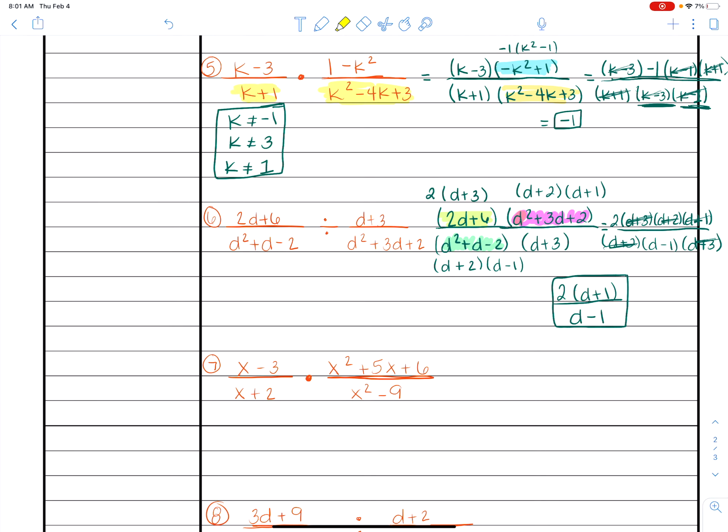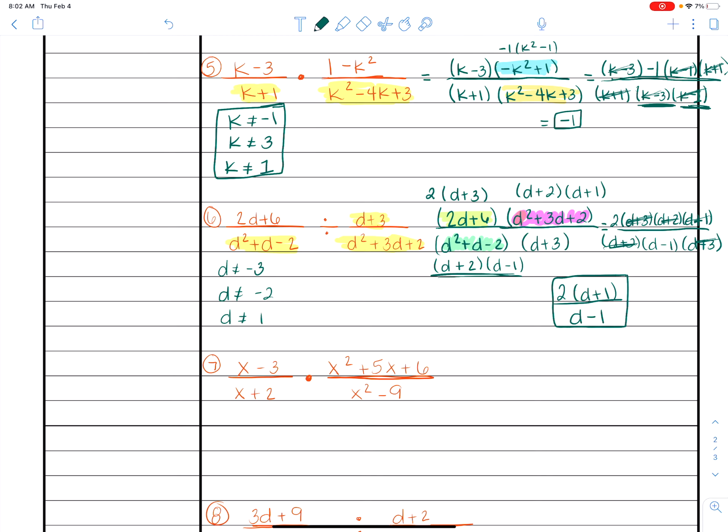So I need to look at this and this, and because it was division, this one also. So the top one's easy. D plus 3 can't equal 0, so D can't equal negative 3. Okay, now D squared plus D minus 2 factored to this, so that tells me that D also cannot equal negative 2 or positive 1.